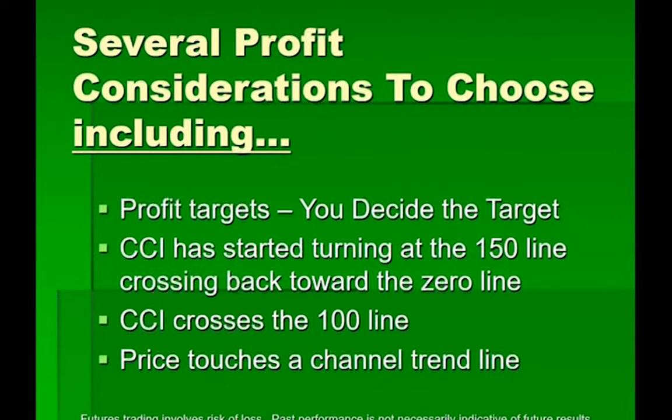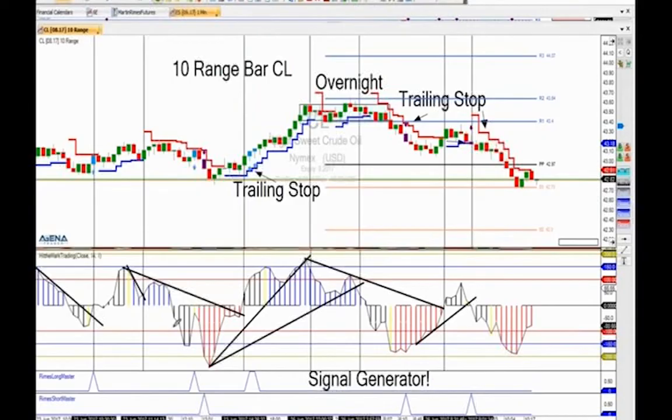You can use CCI if it's starting to turn at the 150 line, turn back towards 0. It's telling you, hey, momentum might be weakening here. CCI crossed the 100 line, you should probably be out by then. If you touch a channel line, you know price bangs to the top and bangs to the bottom.